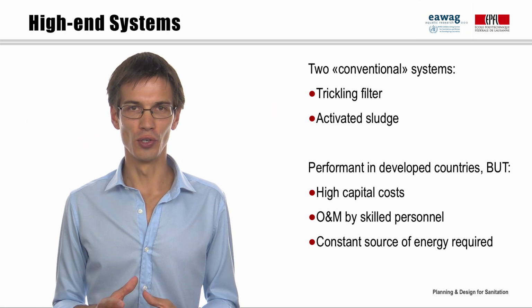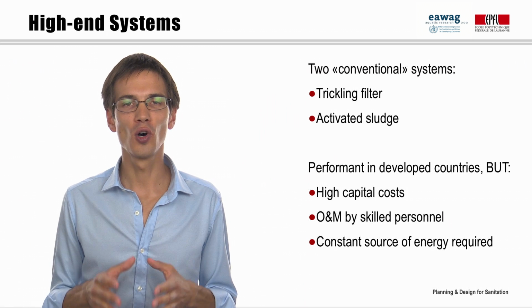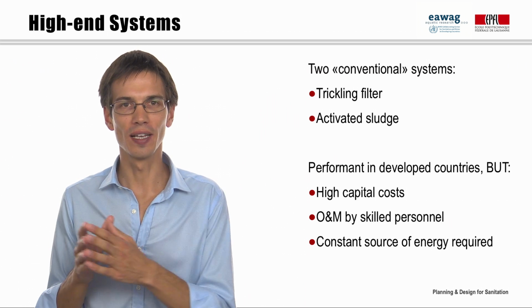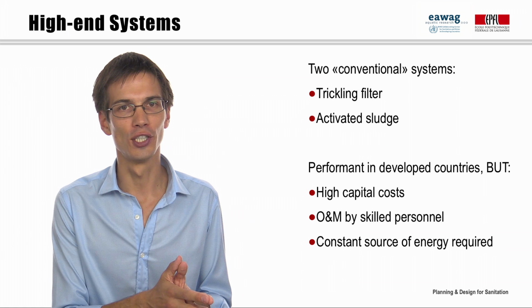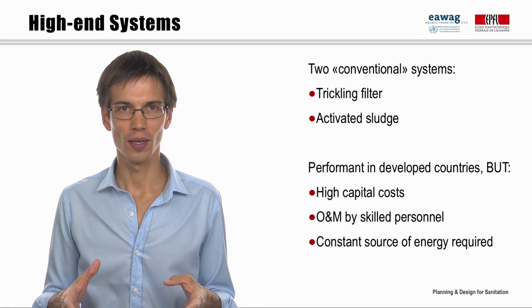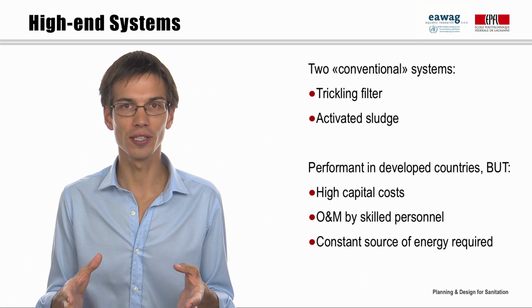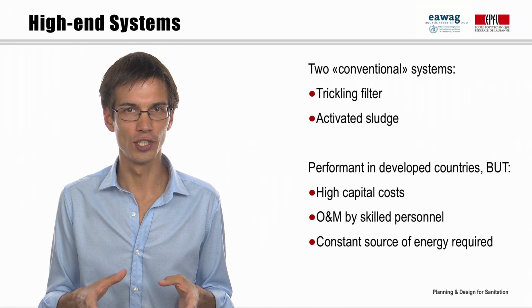Before finishing this module, we will still look at two high-end technologies which we may call conventional, the trickling filter and the activated sludge. These systems are very performant in developed countries, but imply high capital costs, operation and maintenance by skilled personnel, and a constant source of energy.